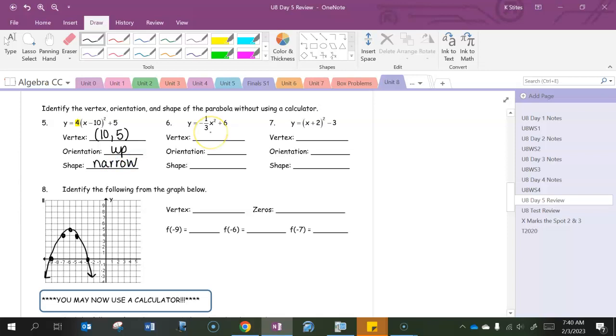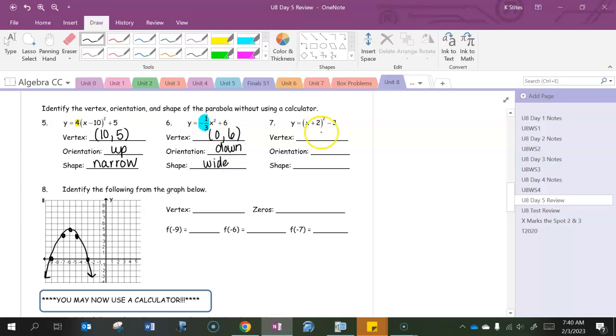Okay, vertex for number 6, be careful. There doesn't look like there's a number with x, so that means it's a 0, and then my y coordinate is the 6. Orientation and shape have to do with your A value, which is this guy. It's negative, so this is down. And it's a fraction between 0 and 1, so this is wide.